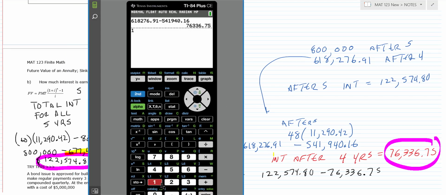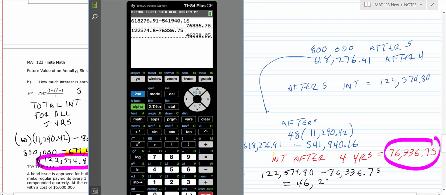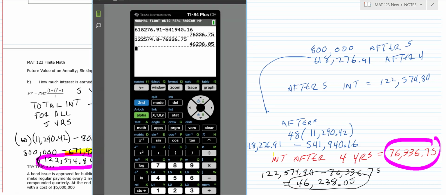Okay, so just go 122. Okay, so that would be the final answer. The problem would be $46,238.05, and the interest will get bigger as time goes on. That'll accumulate and get bigger and bigger.